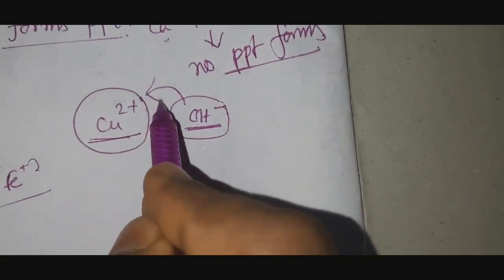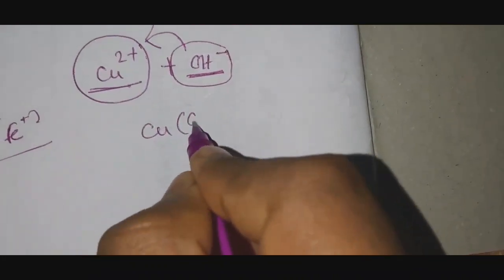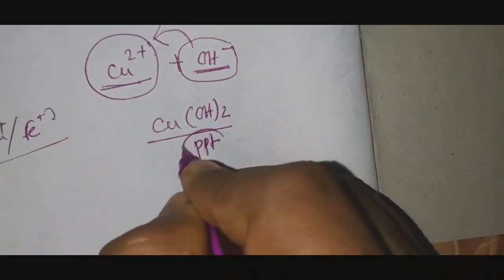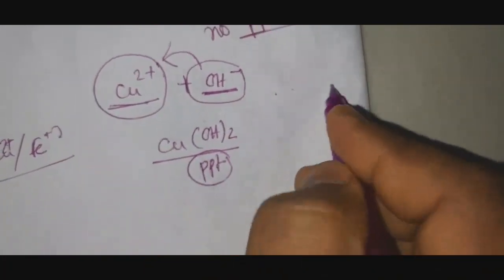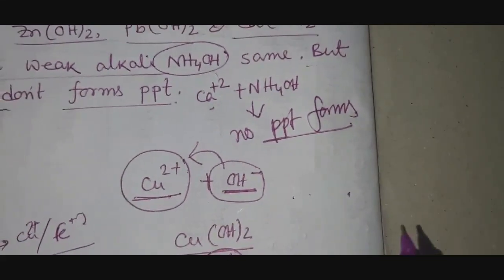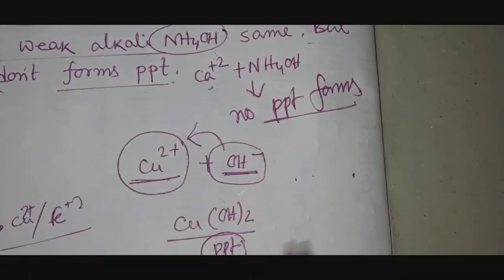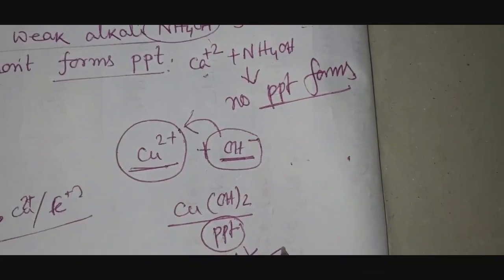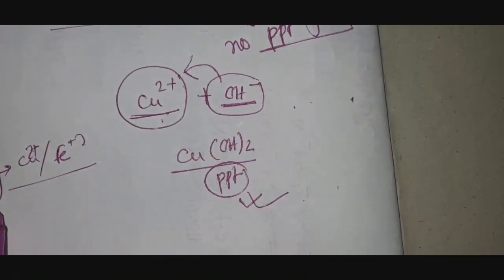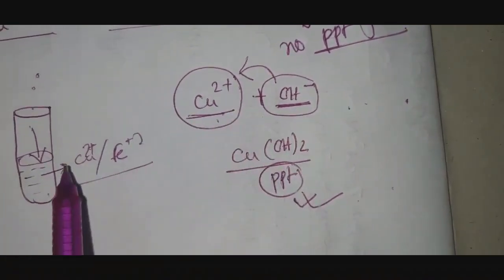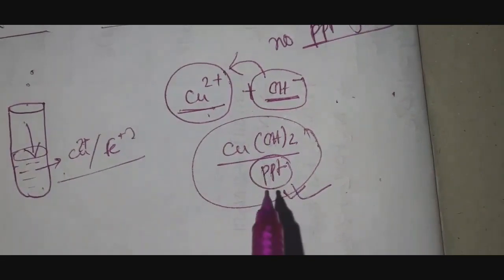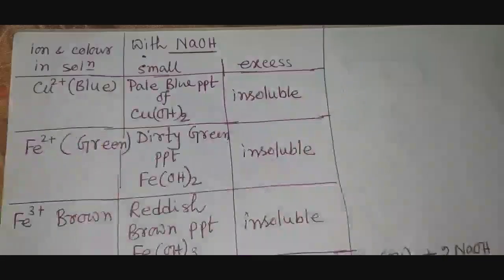Whenever these two react, they form Cu(OH)2. It is a precipitate. What is a precipitate? Whenever two solutions react and after their reaction one solid substance forms, that is called a precipitate. So a precipitate is the solid substance that forms when two solutions react. Copper sulfate solution was taken, hydroxide solution was added, and this is the solid, so this is called a precipitate. We need to remember their color.